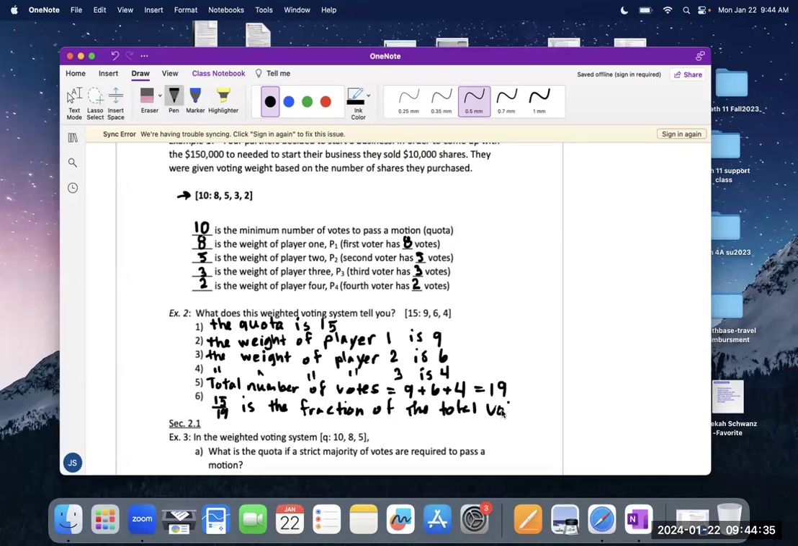So that's an interesting number because you'll see that sometimes, depending on the importance of the decision, they can change the quota. A common one is half. You have to meet half of the votes. I'm sorry, usually it's more than half. Usually they want the majority, right? More than half. So it's important for us to know what half of the total votes is.